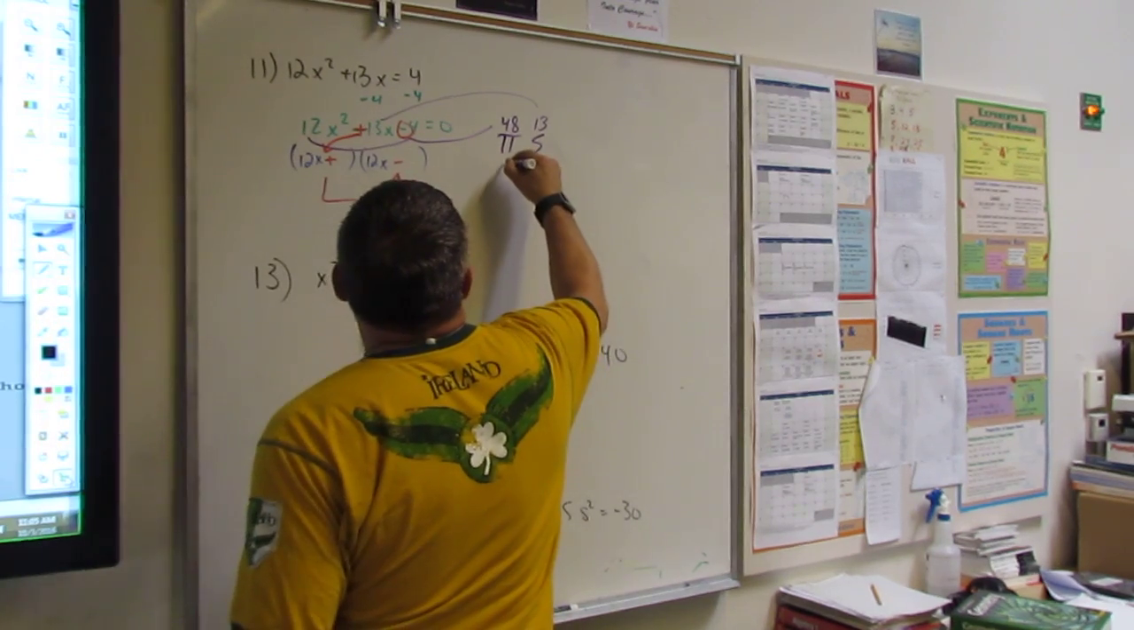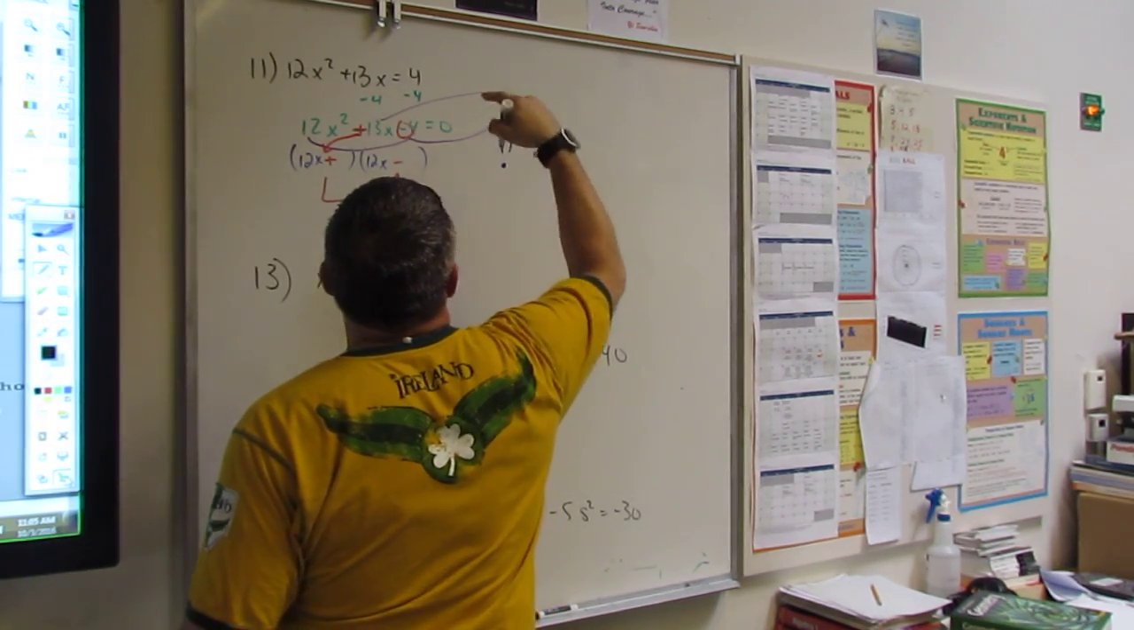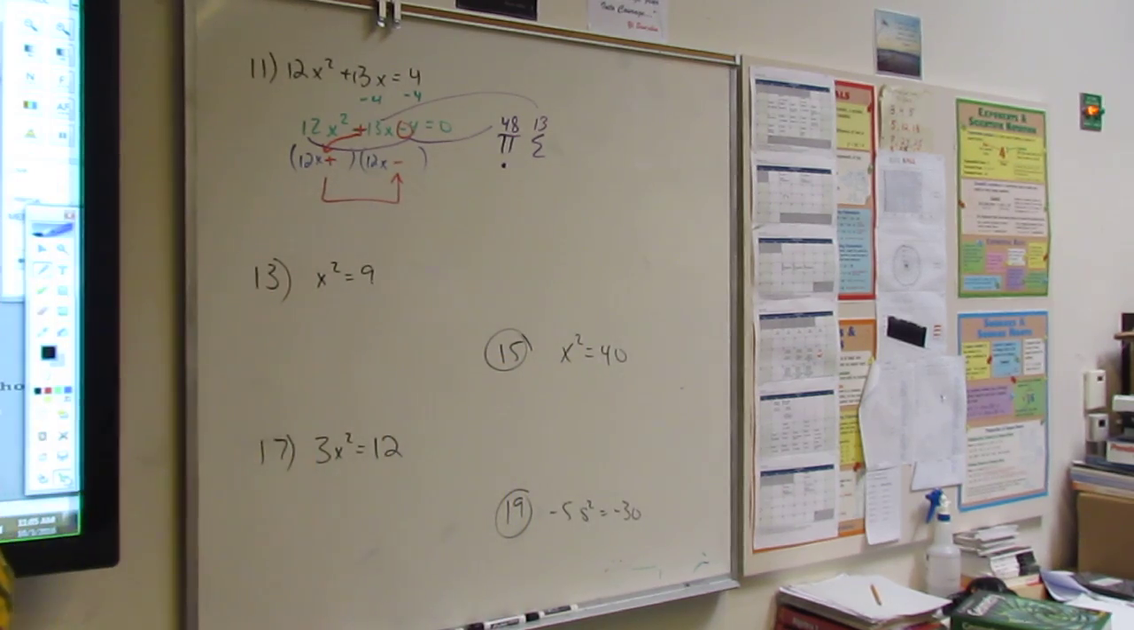So Dante, I multiply to be 48, but do I add or subtract to be 13? Subtract.